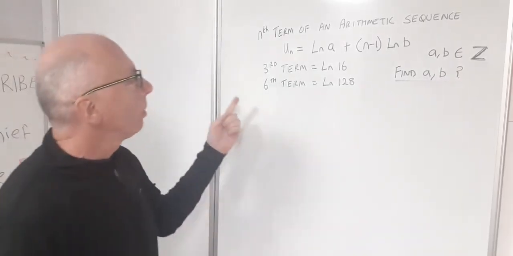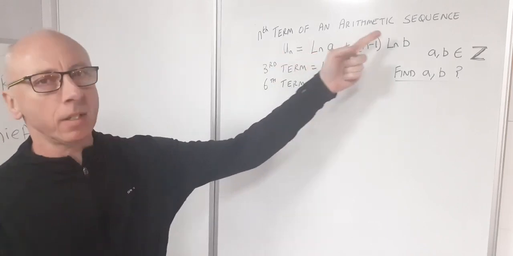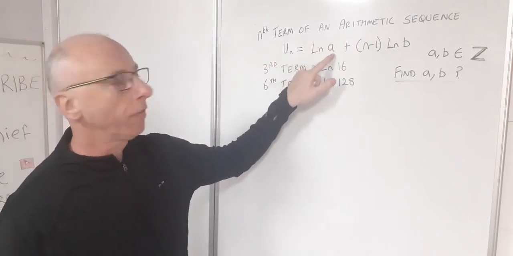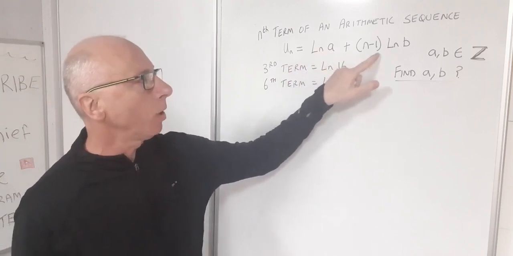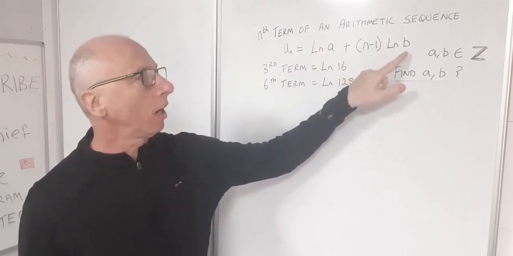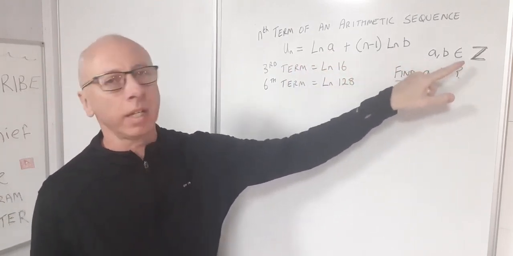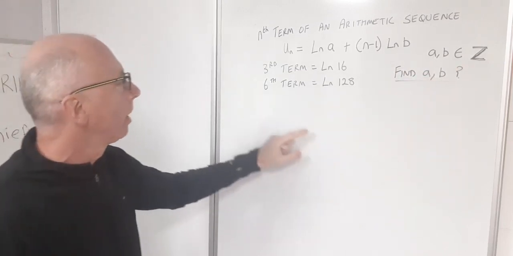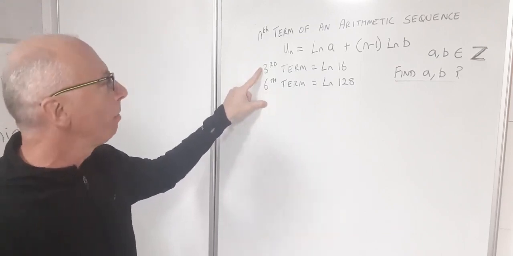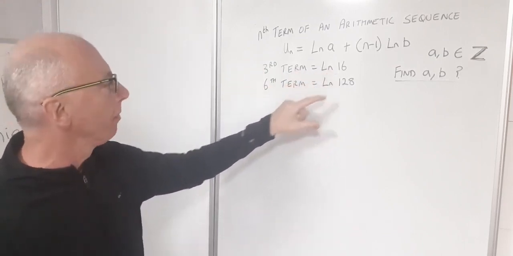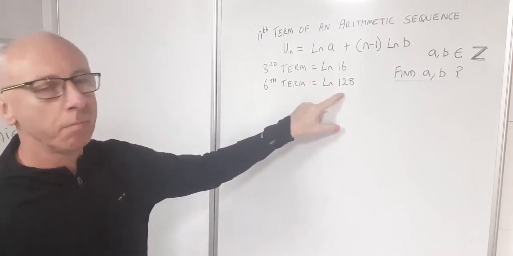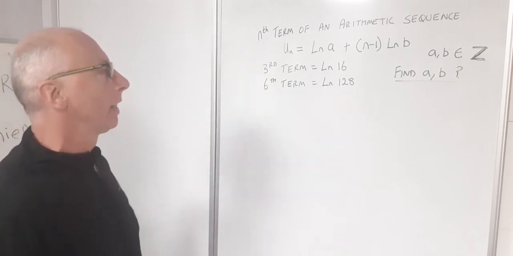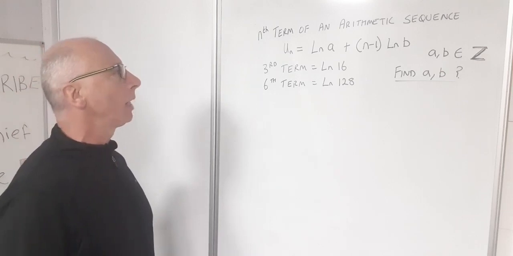Now here's a fun question. We've got the nth term of an arithmetic sequence is u_n equals natural log of a plus (n minus 1) times the natural log of b, where a and b are integers. We want to find a and b. Now we're given the third term is natural log of 16 and the sixth term is the natural log of 128. So how are we going to find out what a and b are?